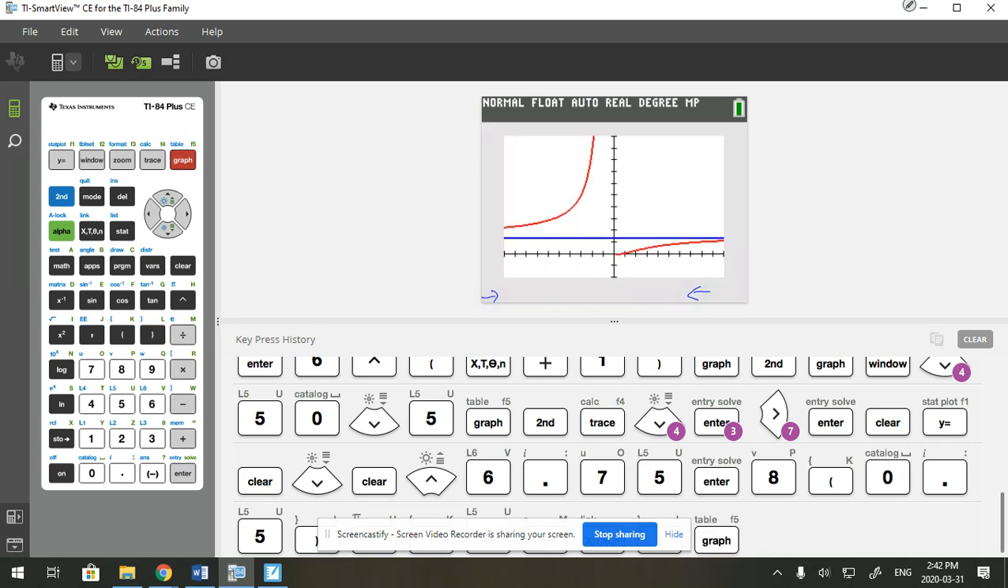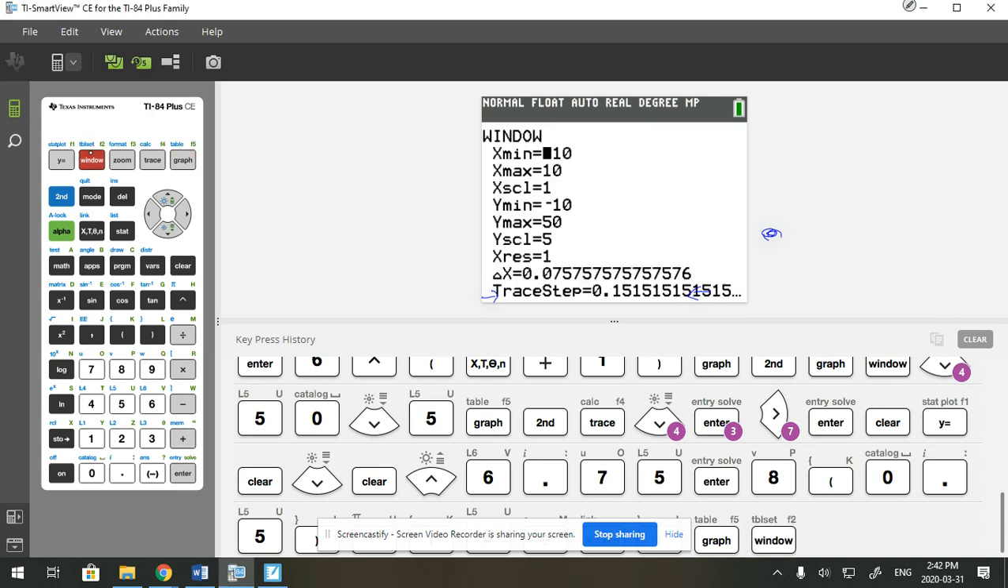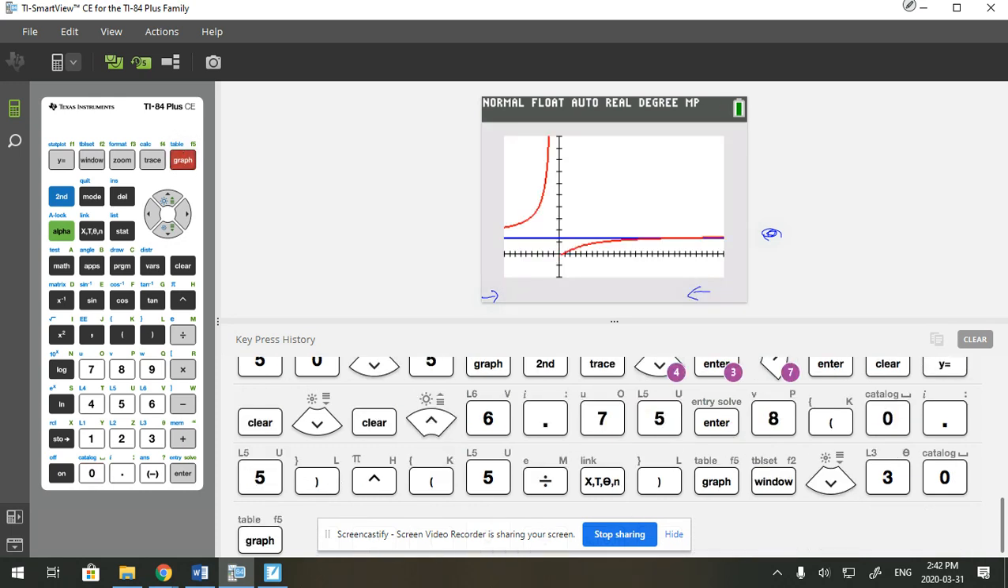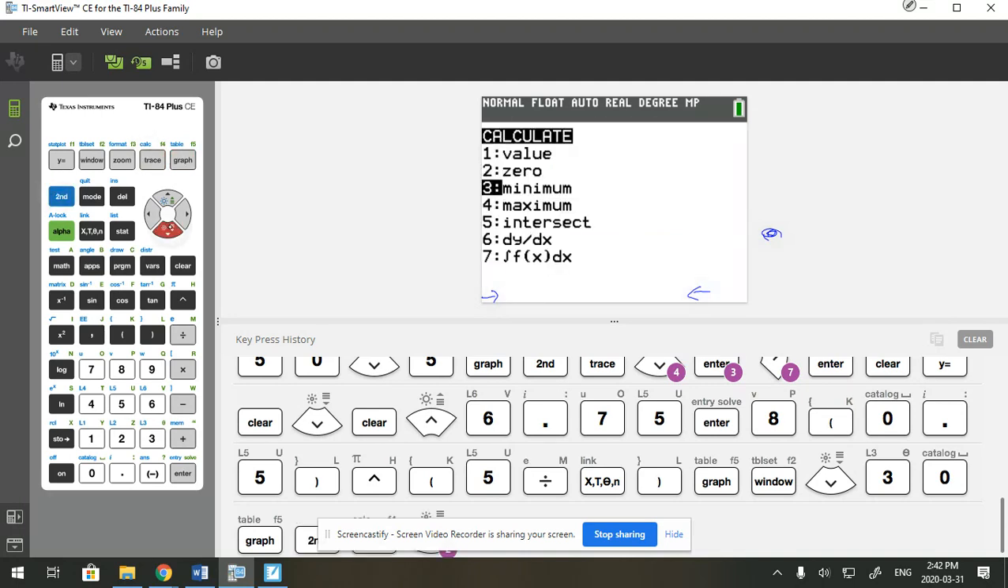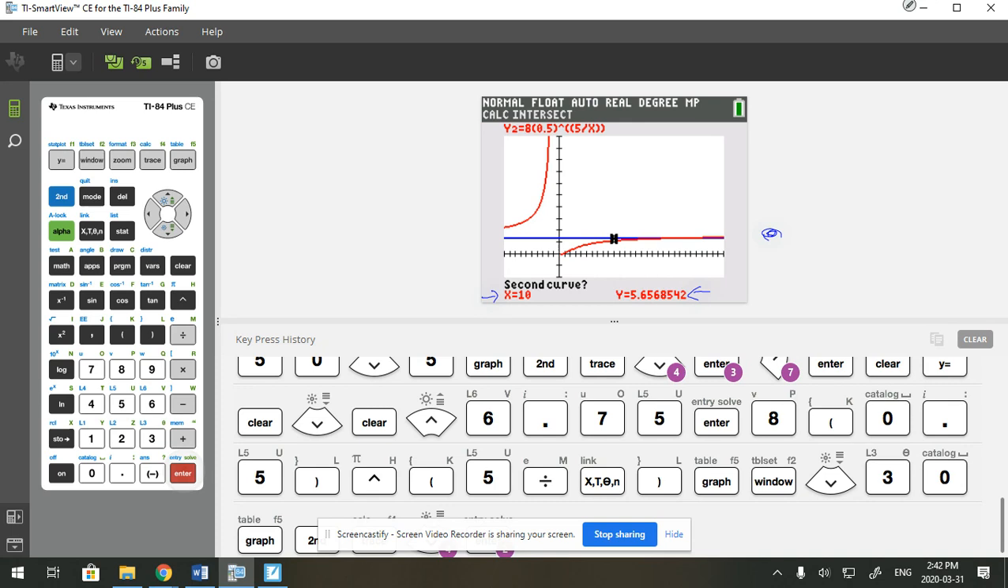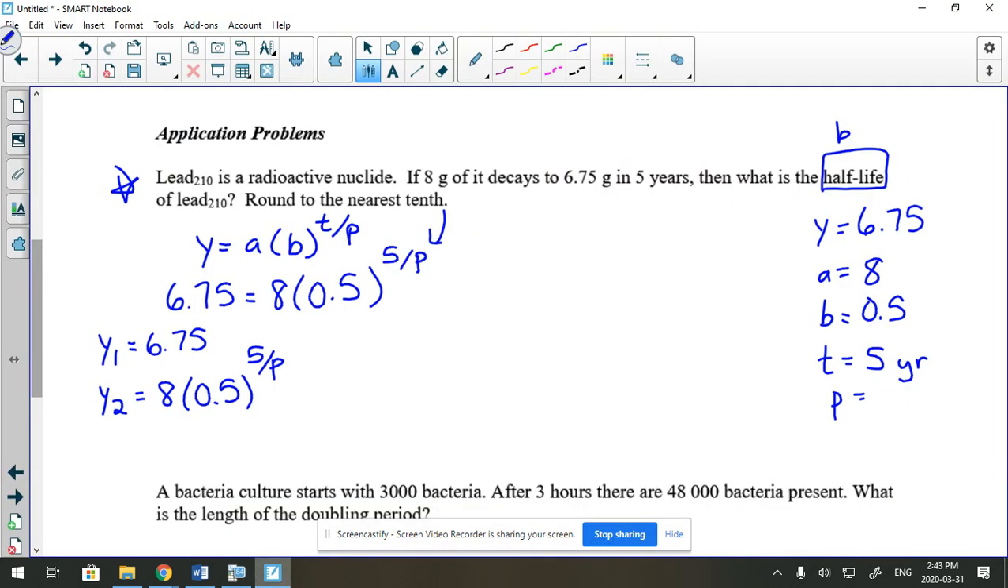And I can see here, it's going to intersect somewhere over here, but it's off my screen. So I need to have a bigger X value here. So I'm going to go to my window, and my X max, I'm going to have to make a bit bigger. Let's try 30. And now I can see my point of intersection. So I can go back into my calc menu, move down to intersect, hit enter, enter, and then move it over until it's a good guess for where they meet, which will be about here. And then you have your point of intersection there, 20.398 and 6.75.